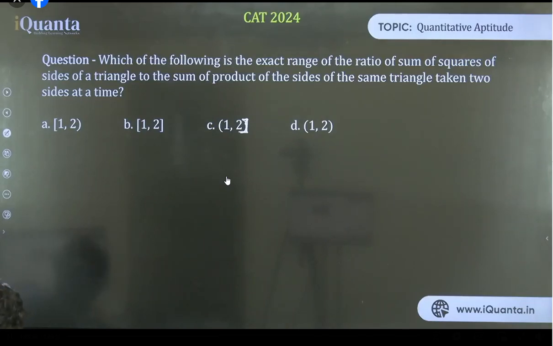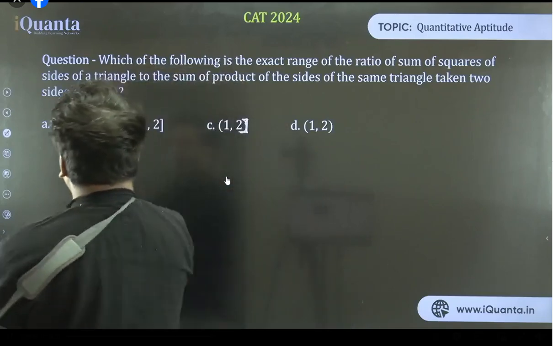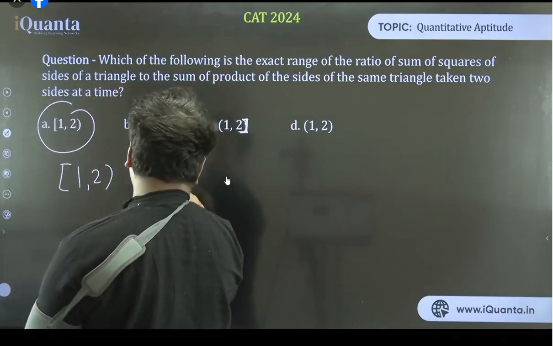Shubham, yes, when you have to include the interval, you have to put the square bracket. If you don't have to include the extremity, you'll have to put the open bracket. That's it. Okay, so people are saying it's either A or B. In A, 1 is closed and 2 is open, and in B, 1 is closed and 2 is also closed.